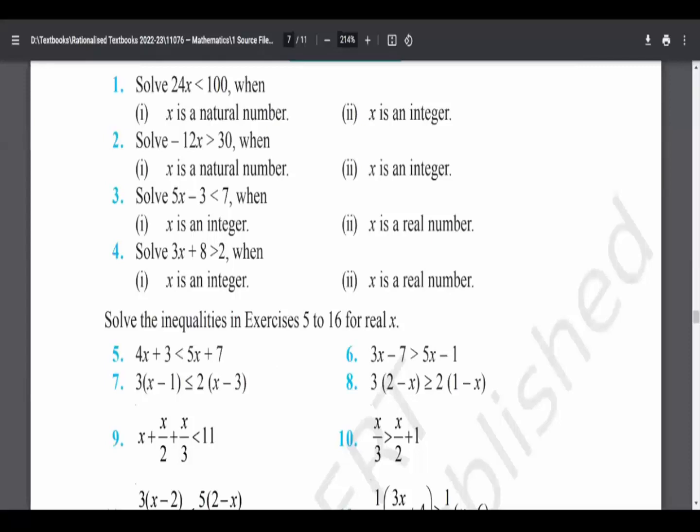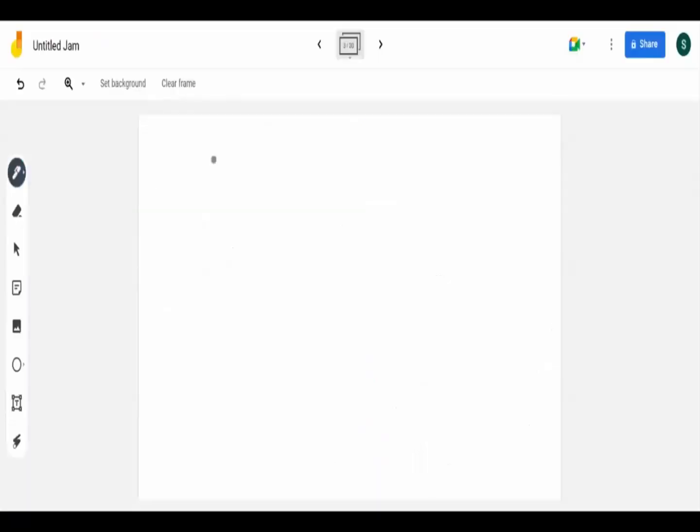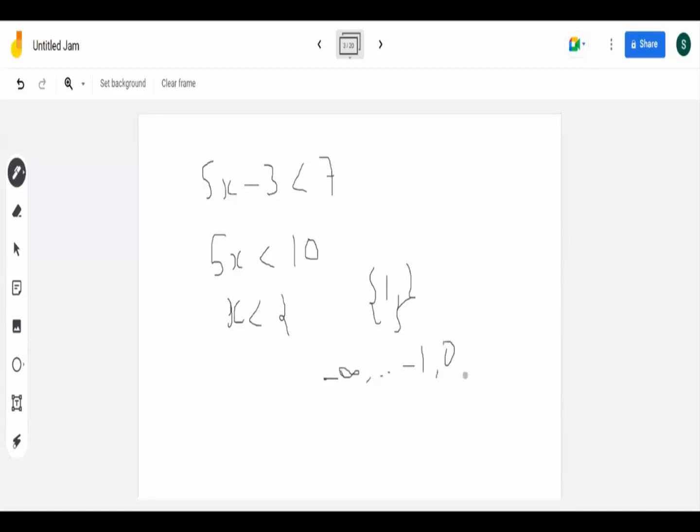This is 5x minus 3 is less than 7. We can add 3 to both sides to get 5x is less than 10. We can divide by 5 on both sides to get x is less than 2. And for natural number, again, this is 1. We have only a single solution, that is 1. And for integers, again, from minus infinite, we can start in integers from minus infinite till minus 1, 0, 1.